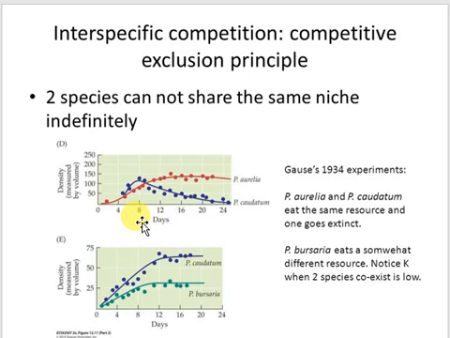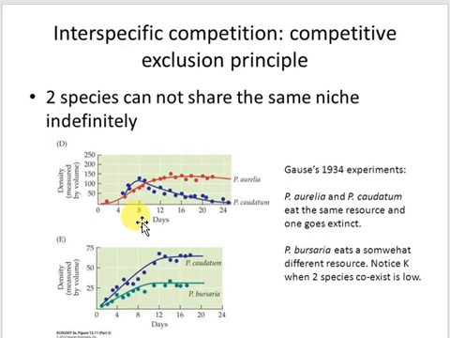Two species cannot share the same niche indefinitely. One will eventually outcompete the other. This is a concept called the competitive exclusion principle, which is a product of interspecific competition. Interspecific meaning between different species.